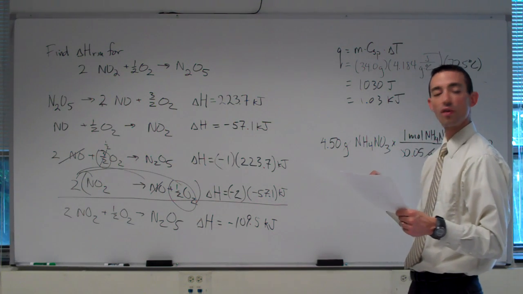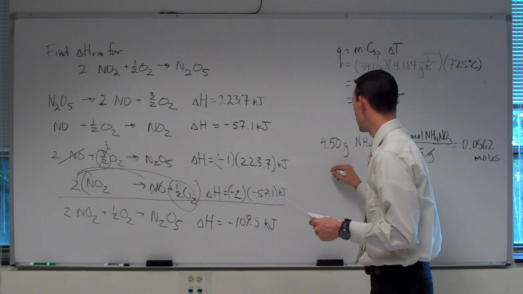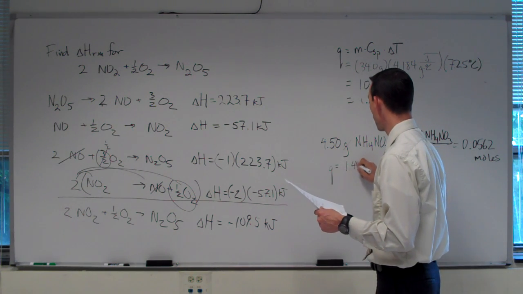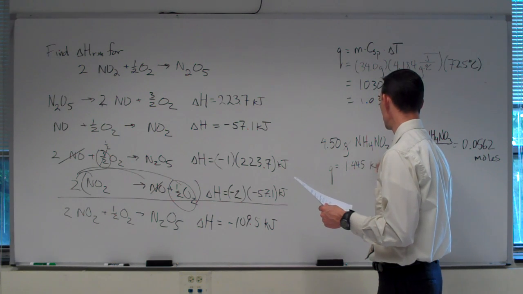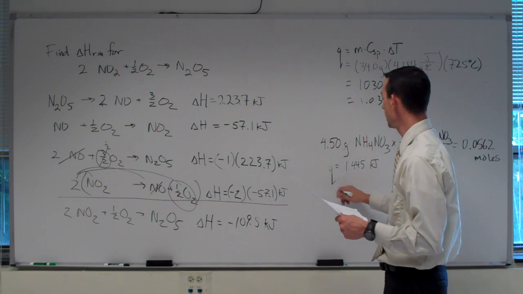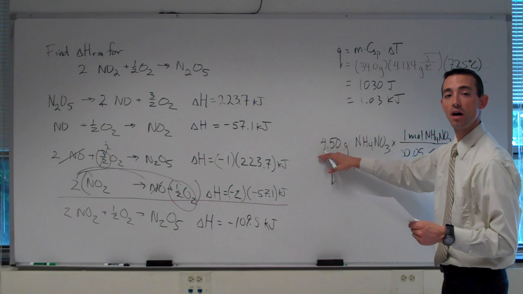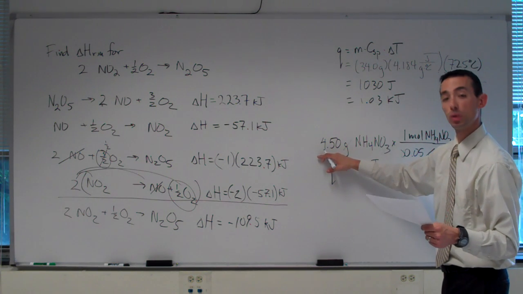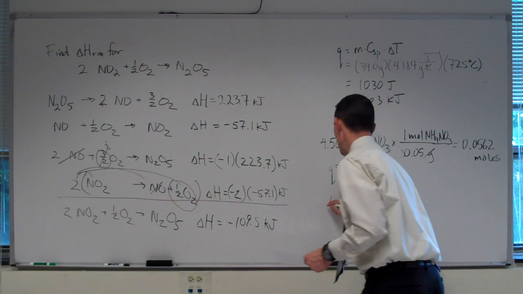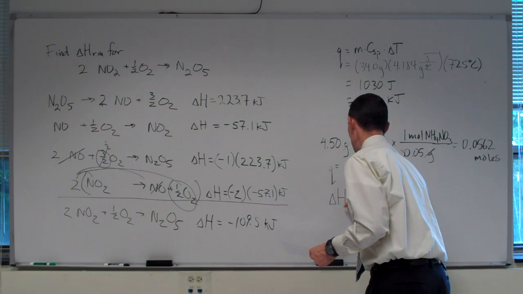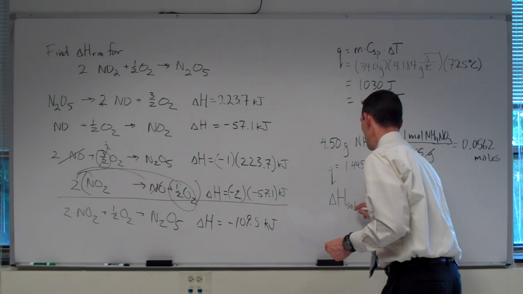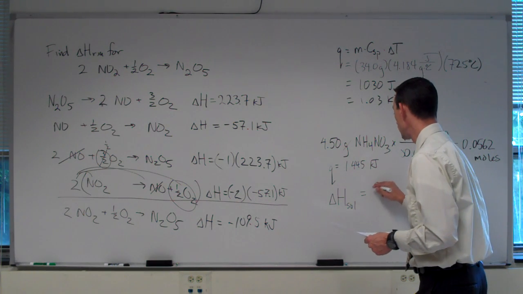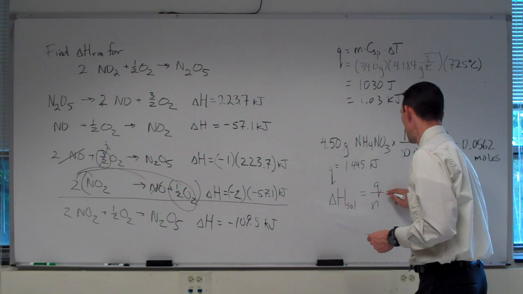When this was dissolved in water, the heat change, the Q, was 1.445 kilojoules. That was the heat for this amount of ammonium nitrate. But we're asked to calculate the molar enthalpy. So on a mole basis, the delta H enthalpy of solution, in this case, instead of a reaction, it's a solution, is going to be the heat divided by the moles.